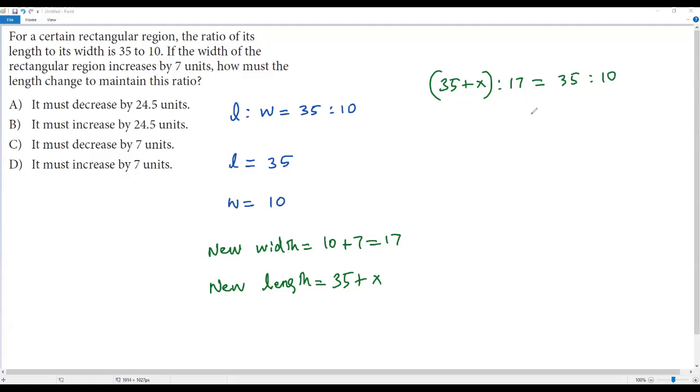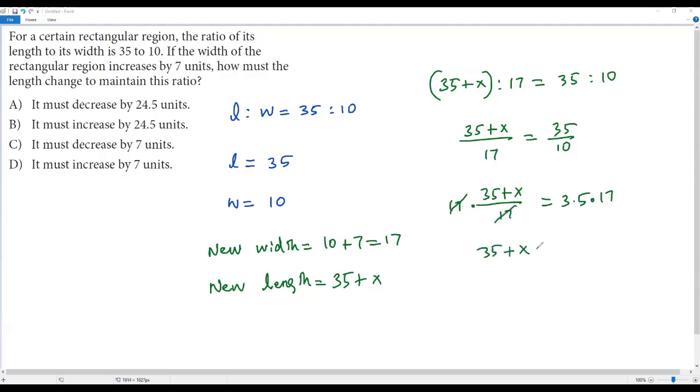Now our aim is to solve for x, which represents the number of units by which the length is increased. To solve for x in this proportion, because the two ratios are equal, I write each ratio as a fraction: 35 plus x over 17 equals 35 over 10. When I divide 35 by 10, I get 3.5. To solve for x, I multiply both sides by 17, so the 17s cancel out. I get 35 plus x equals 3.5 times 17, and when I multiply, I get 59.5 on the right side.